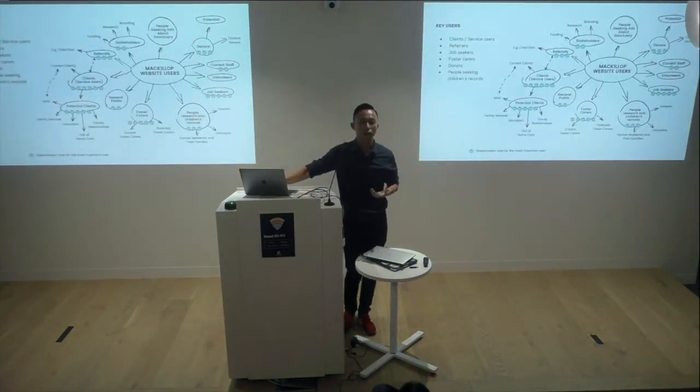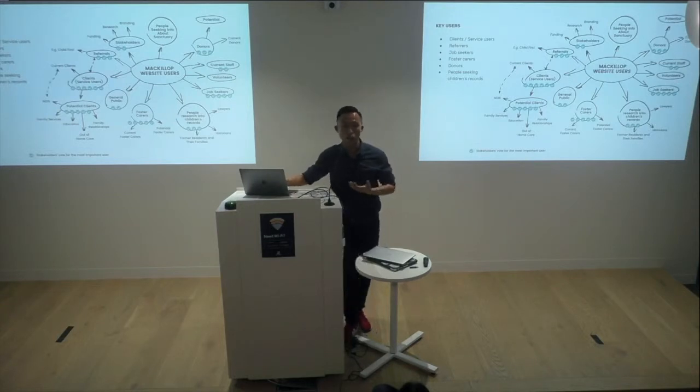We went through, like I said, a just-enough research process where we tried to discover the range of different user groups that they have and pick out some of the top ones, which are obviously client service users. So these are people who may or may not be eligible for NDIS, referrers, job seekers. I'm going to delve a little bit deeper into them in the next slide.